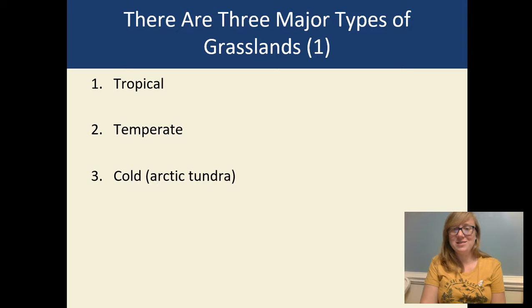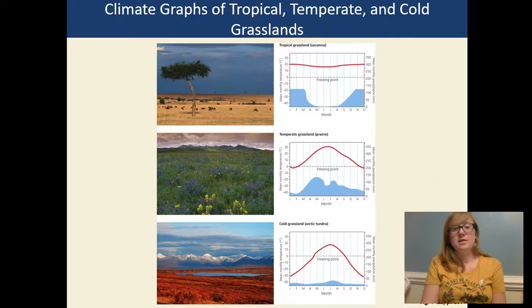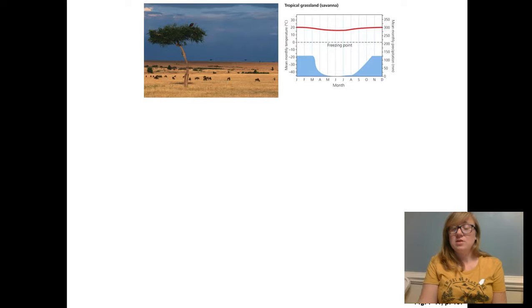Guess how many types of grasslands there are? Three. Tropical, temperate, and cold, or polar, which we call the tundra. So let's take a look at them. Our tropical grassland is often called savanna. You can see it's mostly grasses. I'm sure you're probably familiar with a lot of savanna animals. Not lots of trees because it's a grassland. But you can see we have more rainfall than in a desert, clearly.